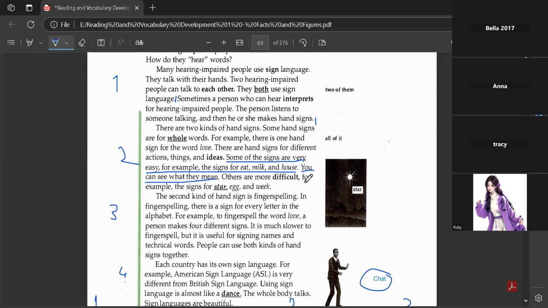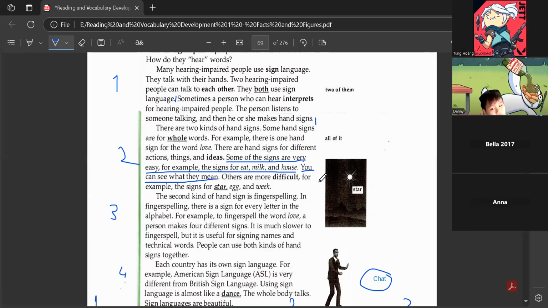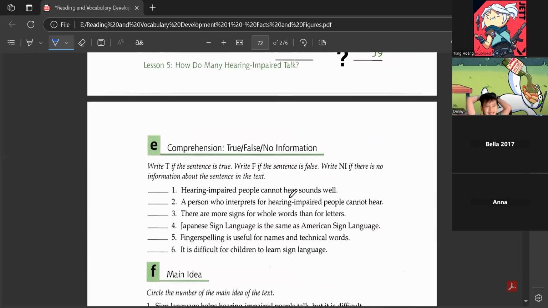How can you see what they mean? For example, when I do the hand sign of drinking water, you're doing the action of drinking the water. So everyone can see it and say, oh, you're trying to say that you're drinking water. How about the house? You make the two tops of the roof with your hands, like Danny did. It's the hand sign of the house. You can see it and you can know what it means. So that's why it's easy.